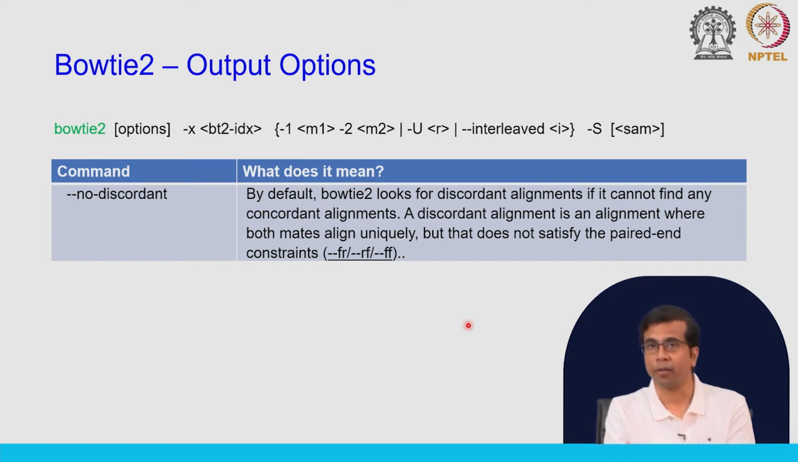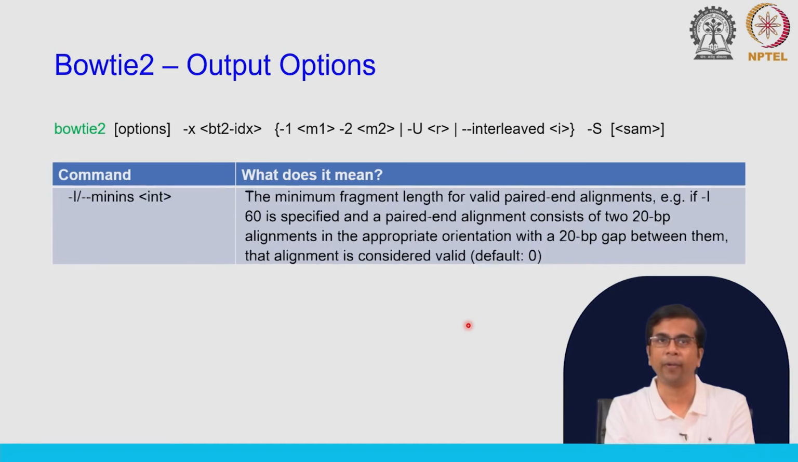So, it will just stop at concordant mapping. If it finds a concordant mapping, fine, it will report. If it does not find one, it will just discard the read. It will say no match found or no location found. Okay, so, you will also have other options.